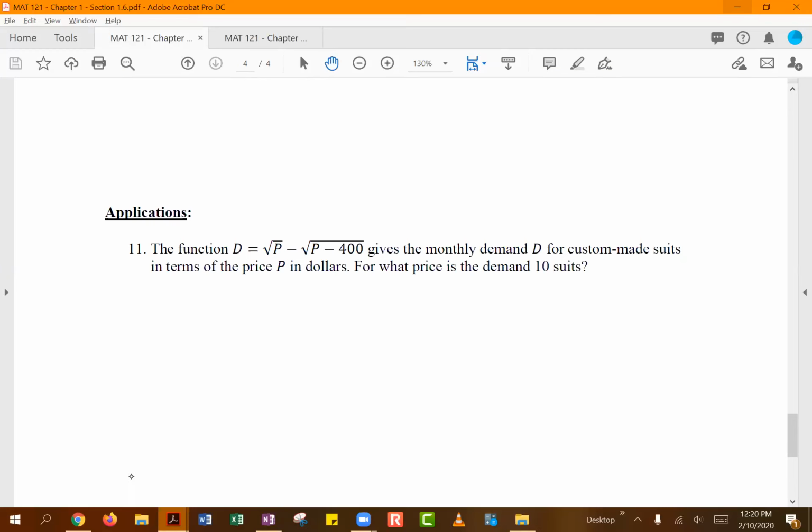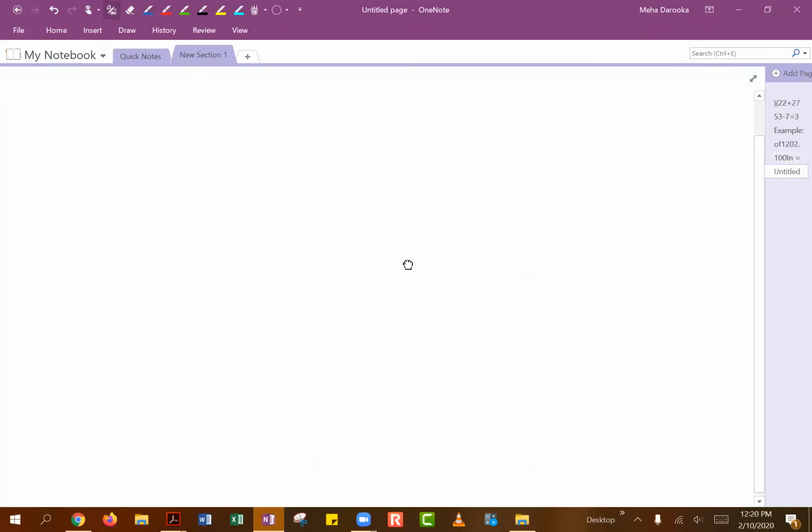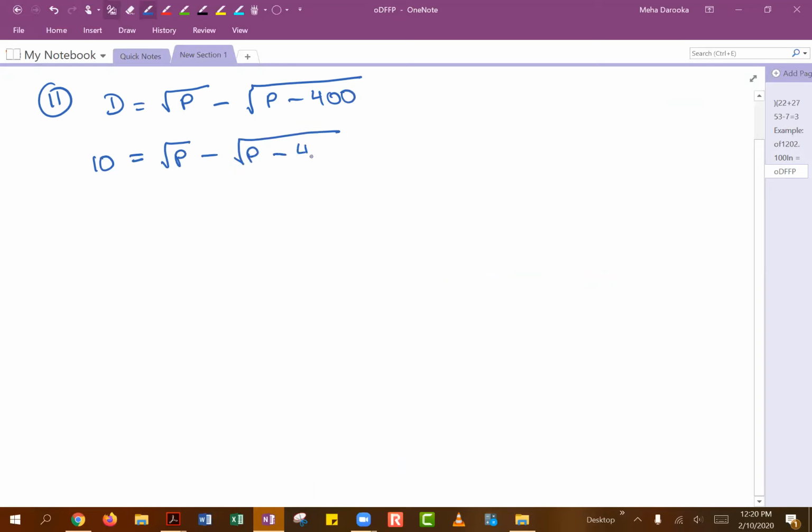So let me get back here. They're telling us demand is 10 suits, so that's your D. Very nice, finding the price. Before you square them, what should we do? No, because the other one has the minus 400 in it, so we cannot combine them.